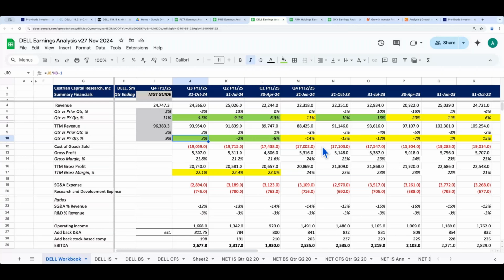Gross margin is always going to be low. This is a company that buys stuff from other people and bolts it together. So you're not going to see the 90s, 70s, or even the 60s here. It's always going to be a low gross margin. But EBITDA margins hold at around 10%.